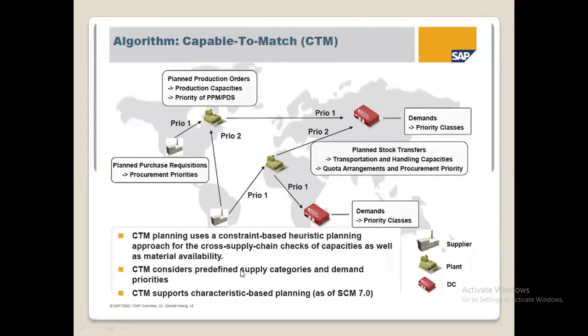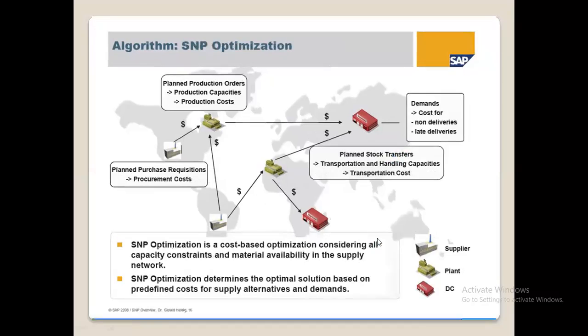Okay, CTM has predefined supply categories and demand priorities. That means it is going to distribute the planning quantities, plan in terms of demand and quota arrangement. Okay. Then next, come to the optimizer.